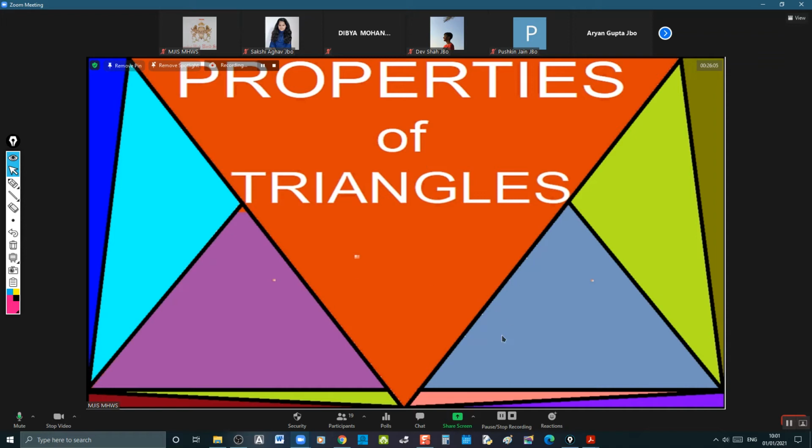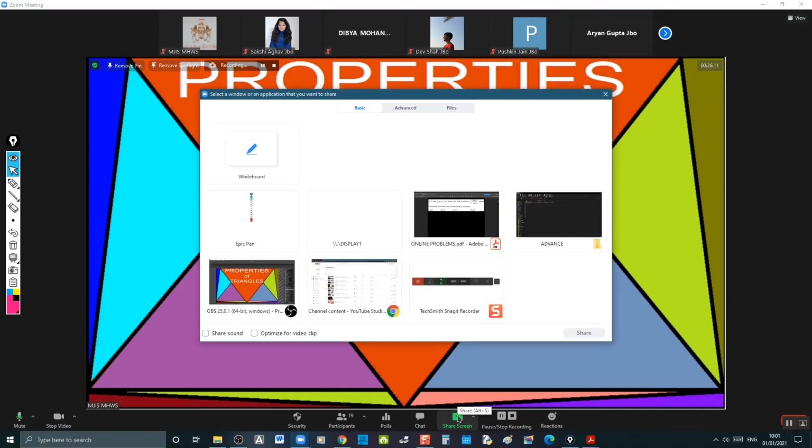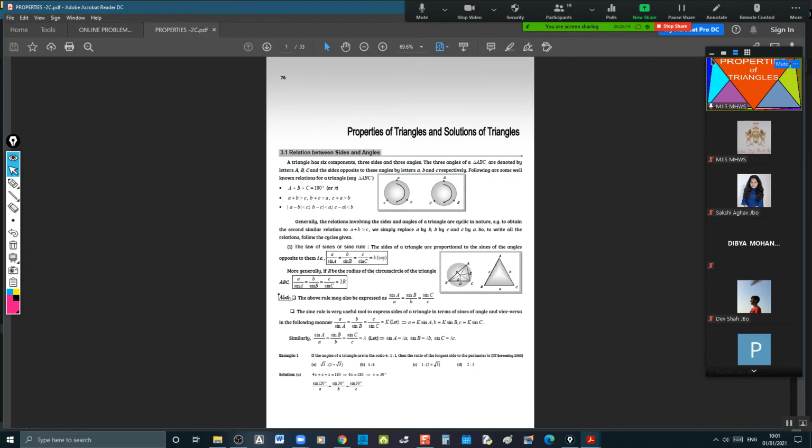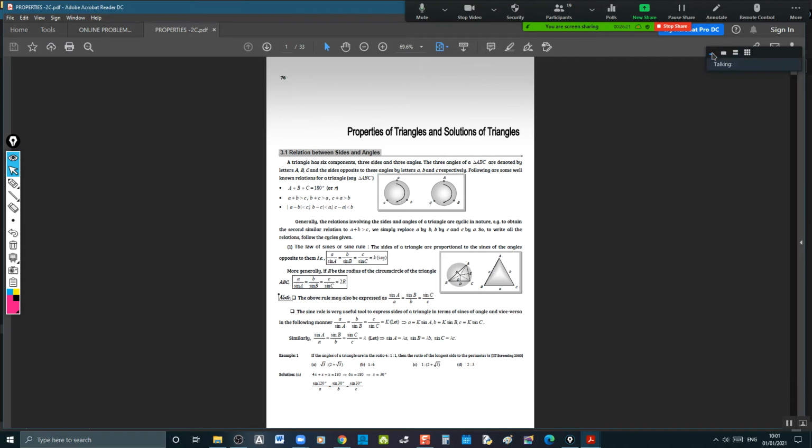Okay, so let me at a glance revise all the formulae which you have learned, and I'd like to know, when did you finish your properties of triangles? How long back? 2 or 3 weeks. Okay, so recently only. That's good.